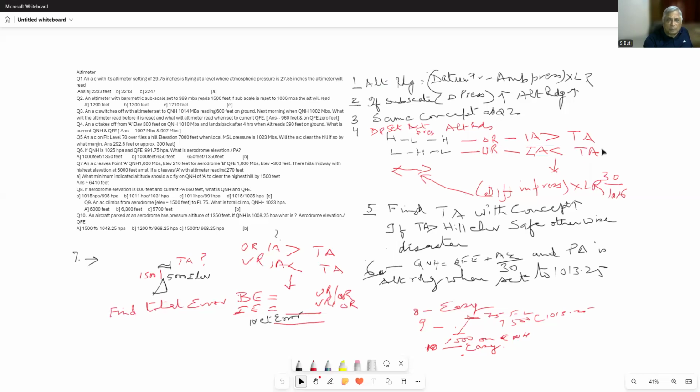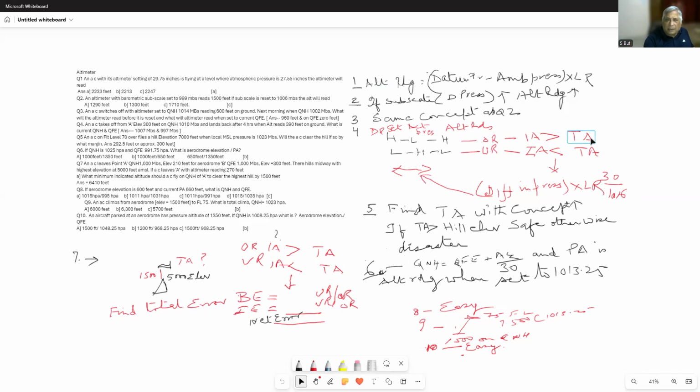How much more? The difference in these two pressures, datum and the actual pressure, multiply by the lapse rate. If in hPa, multiply by 30; in inches, multiply by 1016. That will be the amount of underreading or overreading. If you know the indicated altitude, that's the reading of your altimeter, you can find out the true altitude.